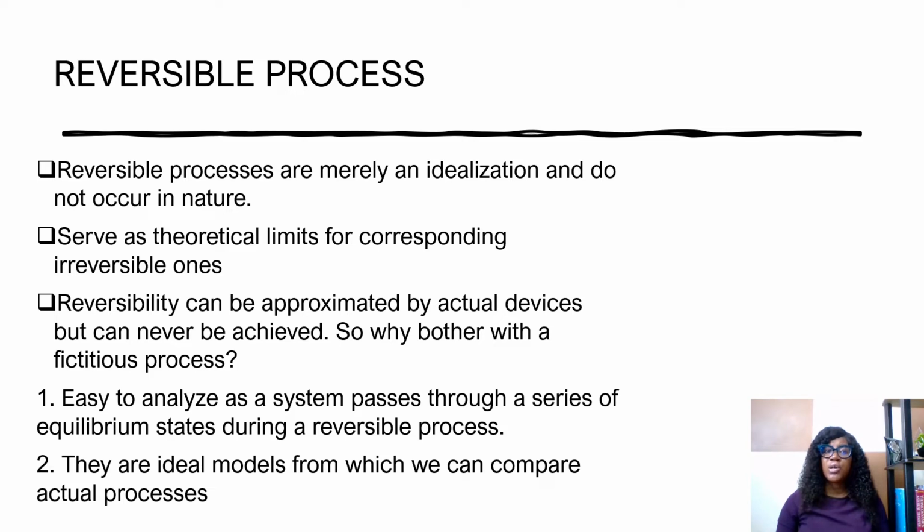So in other words, a reversible process does not occur in nature. However, it basically serves as a theoretical limit for the corresponding irreversible ones. So in other words, they can be approximated but never really achieved. So why should we even bother to look at this kind of process if it's really and truly not going to occur? One is because we can easily analyze these systems, right? By looking at the series of equilibrium states during these reversible processes. Another reason is because they serve as an ideal model. So we can compare actual processes to see how they actually behave in real life.